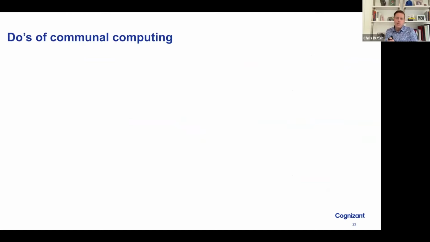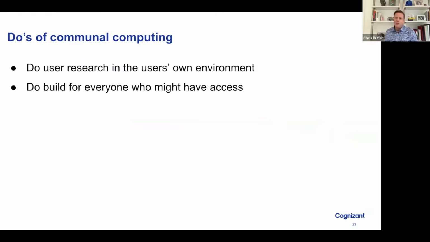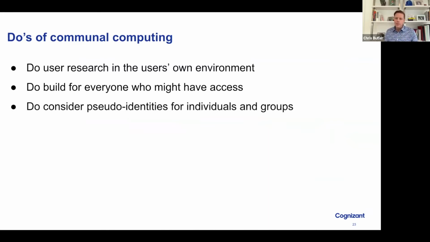So some of the do's for communal computing, I'll go through these really quickly, but if you want to read the article, I go into depth about each one of them. Doing research, really understanding the ergonomics of where these devices are placed is really, really important. Do build for everybody who would have access. So don't just assume that the person who's setting up the device is the only one who's going to use it. Do consider pseudo identities for individuals and groups.